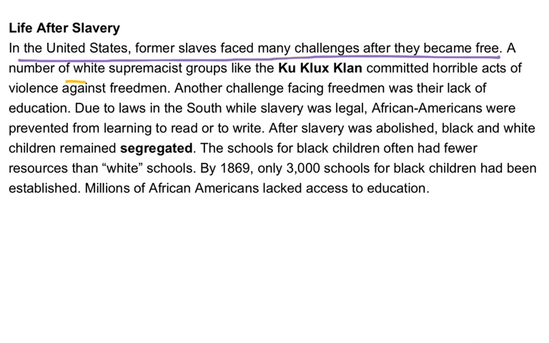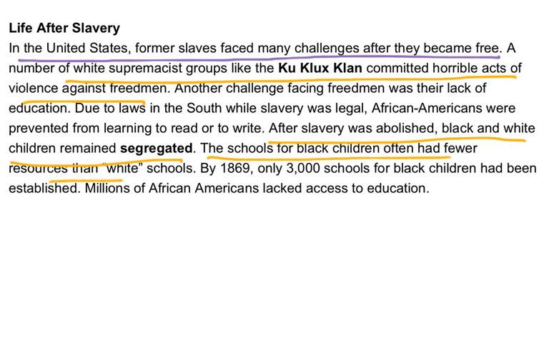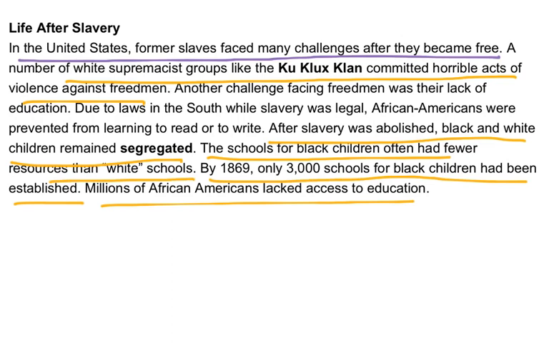A number of white supremacist groups like the Ku Klux Klan committed horrible acts of violence against freedmen. Another challenge facing freedmen was their lack of education. Due to laws in the South while slavery was legal, African Americans were prevented from learning to read or write. After slavery was abolished, black and white children remained segregated. The schools for black children often had fewer resources than white schools. By 1869, only 3,000 schools for black children had been established. Millions of African Americans lacked access to education.